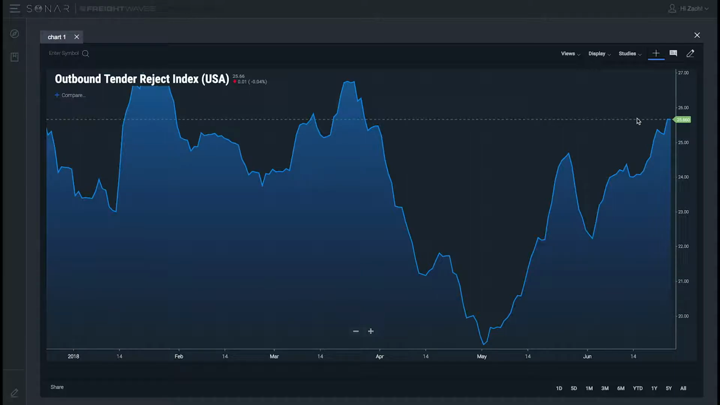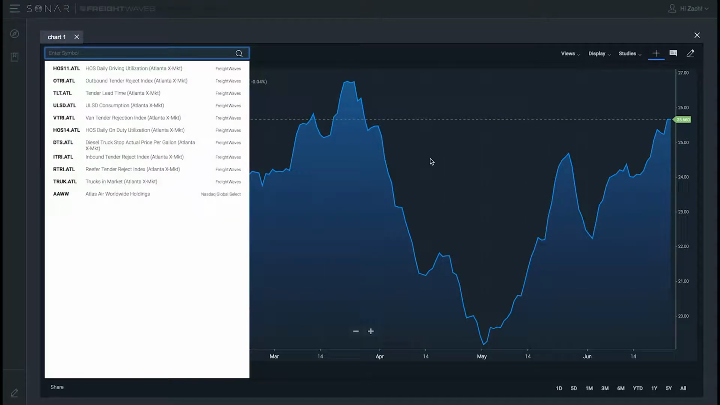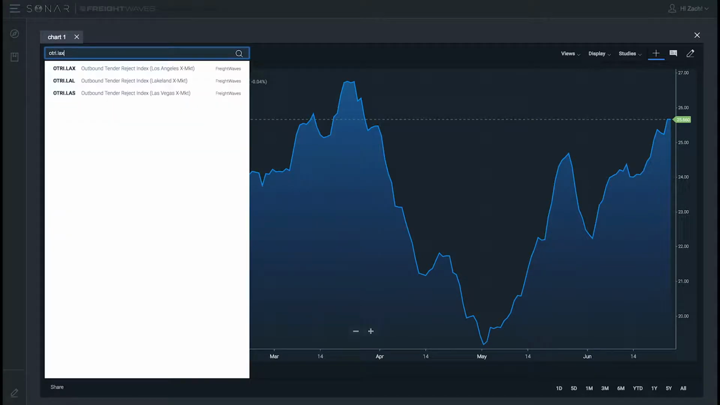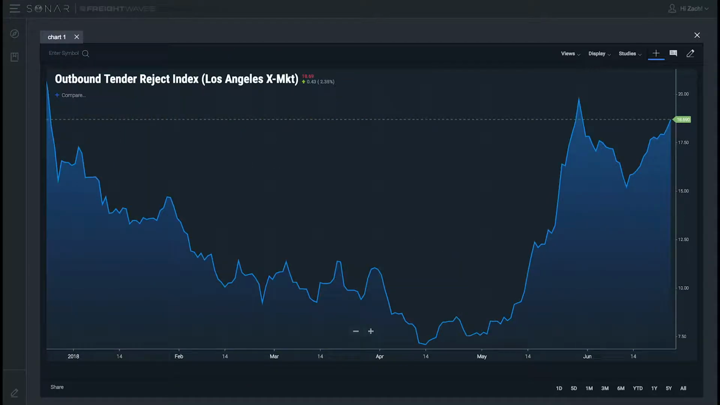Outbound tender rejection is probably the easiest thing for many people to understand. So I'm going to get a little bit more granular here and dive into specific markets. Once you've figured out that, hey, I've got a lot of spot market or a lot of tender rejections in the overall country, you want to find out where those are.